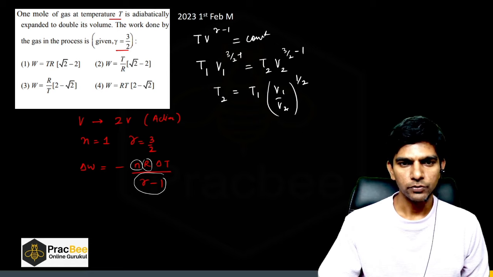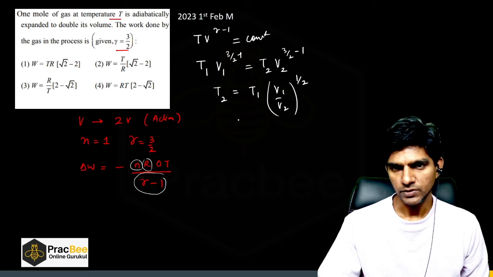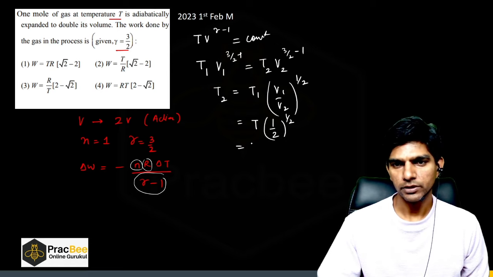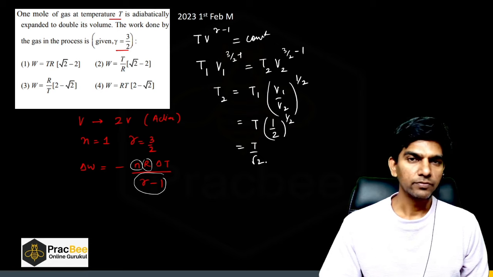And we know that V2 is twice of V1, right? So we will get, and T1 is nothing but T. So it is nothing but 1 by 2 raised to power 1 by 2. So it is T by root 2. So this is the final temperature.